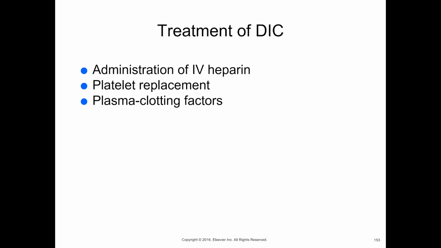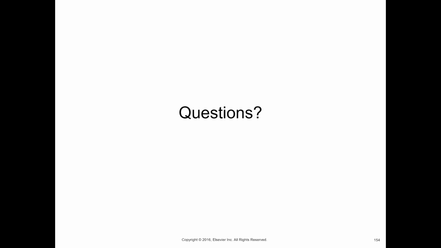Treatment: you administer IV heparin, use platelet replacers, and plasma clotting factors. It is life-threatening. It's very often fatal. It needs incredibly quick treatment. Again, it's secondary, so not only do you need to provide these therapies, but you have to address the underlying cause. You'll also be sure to continue to monitor platelet count, fibrinogen levels, and prothrombin times. So that is everything for our cardiovascular discussion.